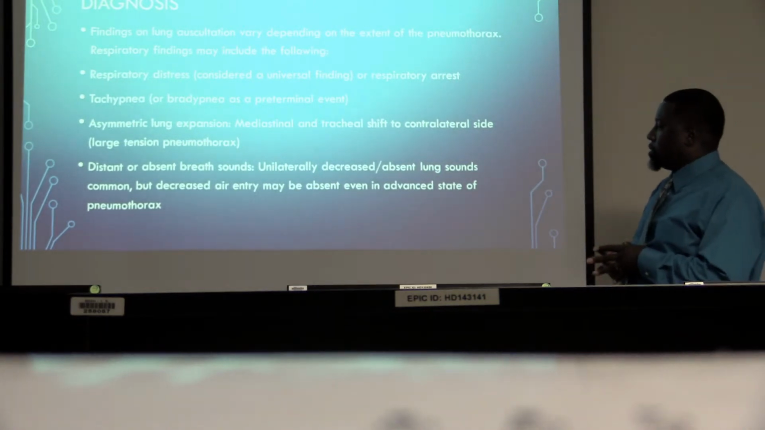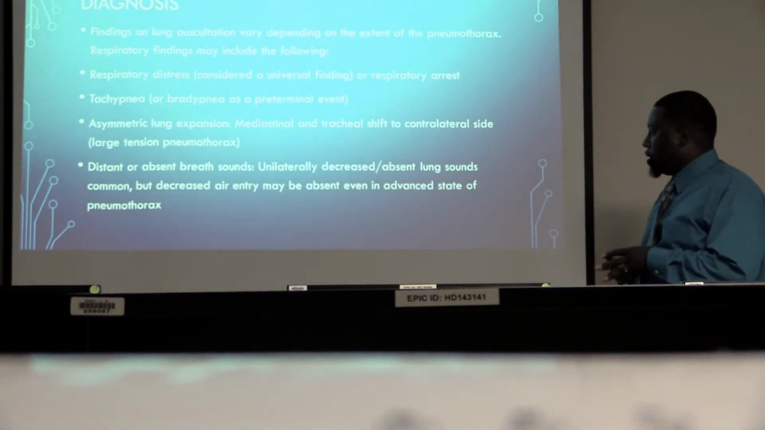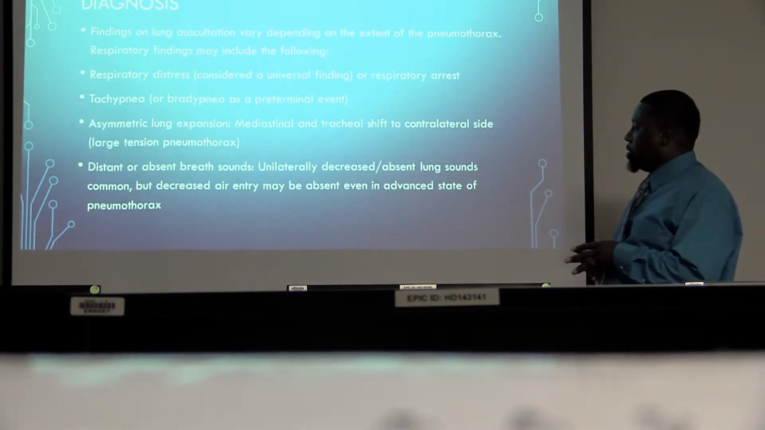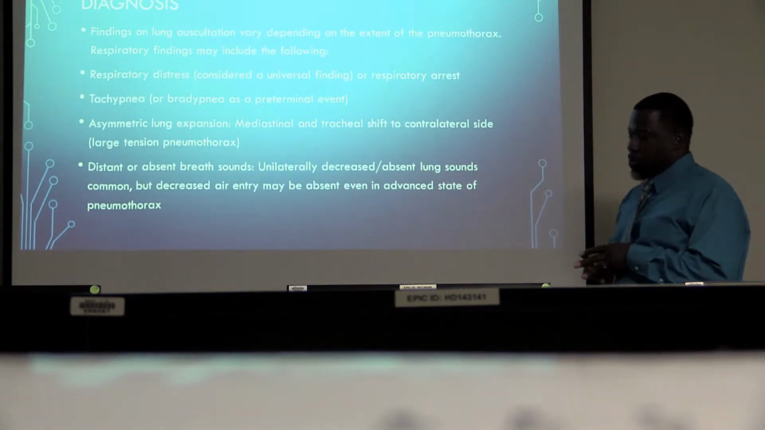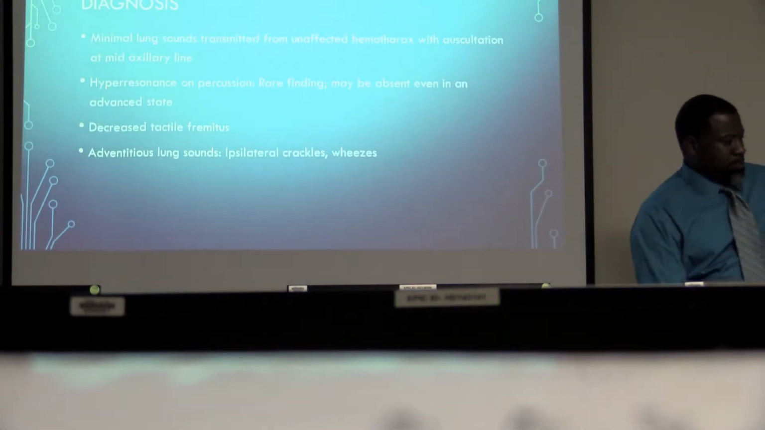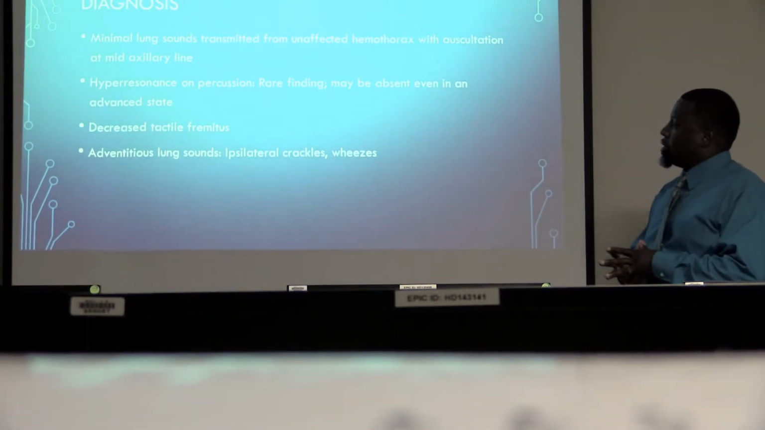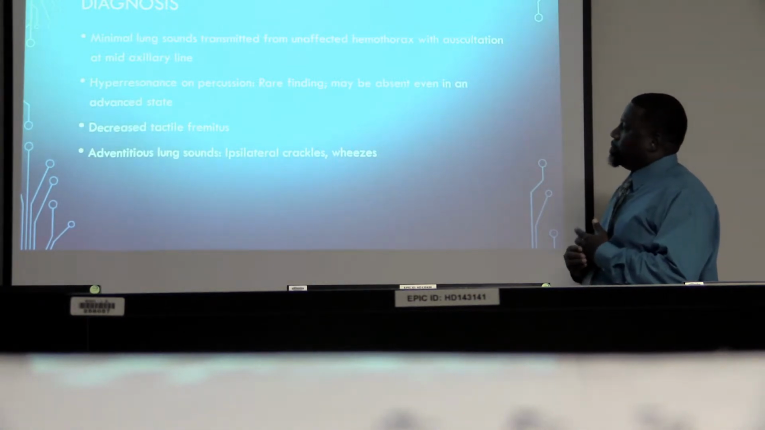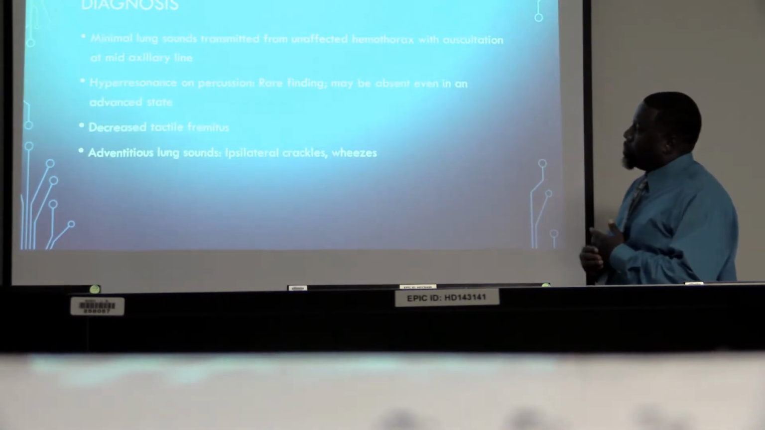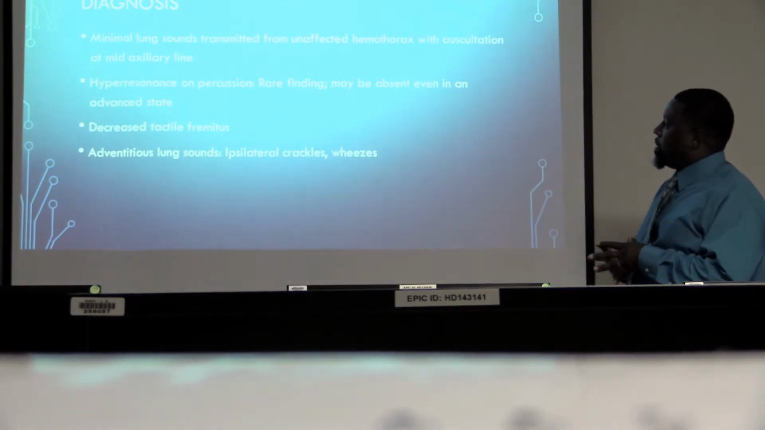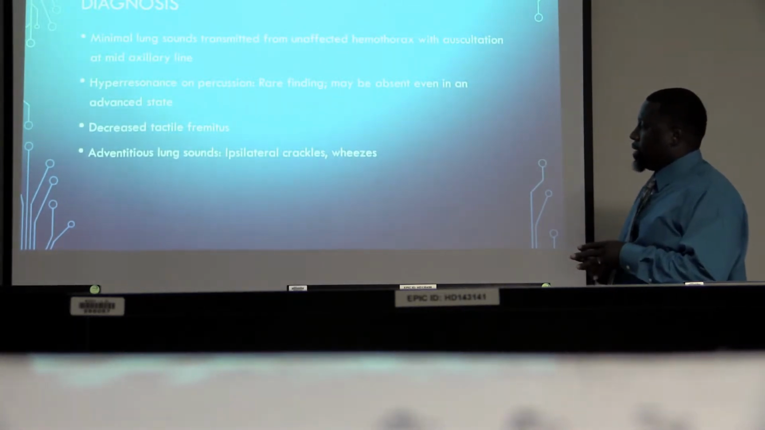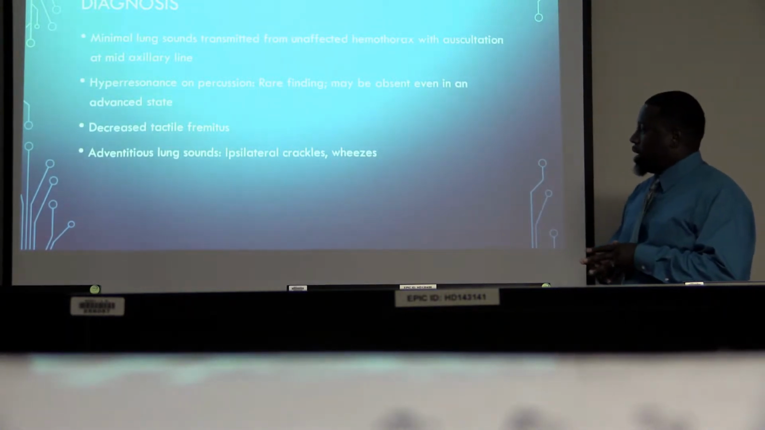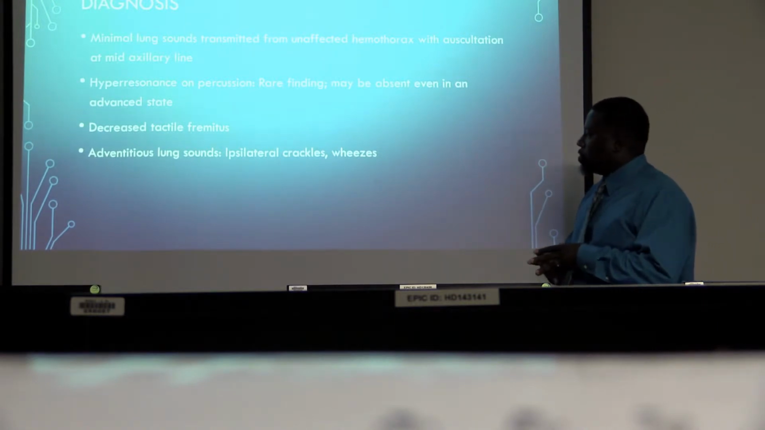Distant or absent breath sounds: unilaterally decreased or absent lung sounds are common, but decreased air entry may be absent even in an advanced state of pneumothorax. Minimal lung sounds transmitted from the unaffected hemithorax with auscultation at the mid-axillary line. Hyperresonance on percussion, a rare finding, may be absent even in an advanced state. Decreased tactile fremitus, adventitious lung sounds, crackles, and wheezes.